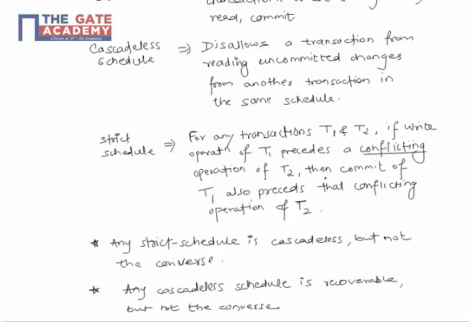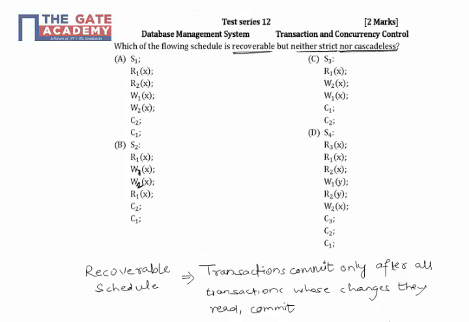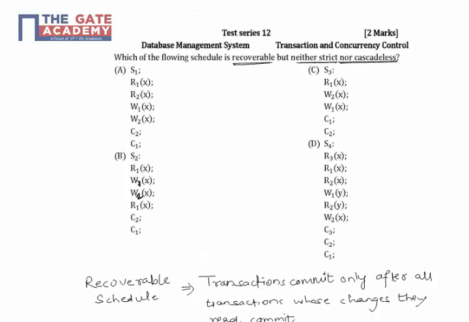Now, using these definitions, let us try to figure out which of the given schedule is recoverable but neither strict nor cascadeless. The schedule S1 in option A can also be written as follows. In this schedule, the write operation of transaction T1 conflicts with the write operation of transaction T2, and the transaction T1 does not immediately commit after the write operation. So, this schedule is not a strict schedule.